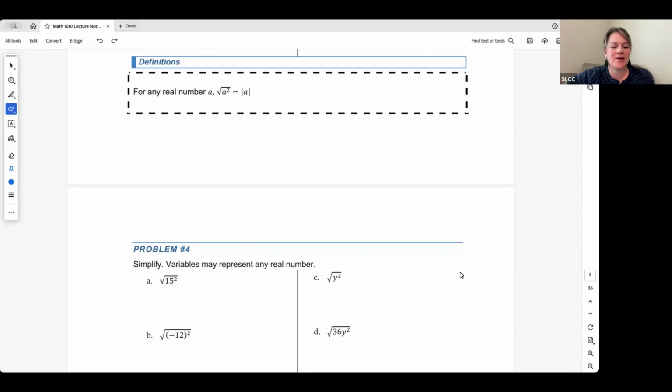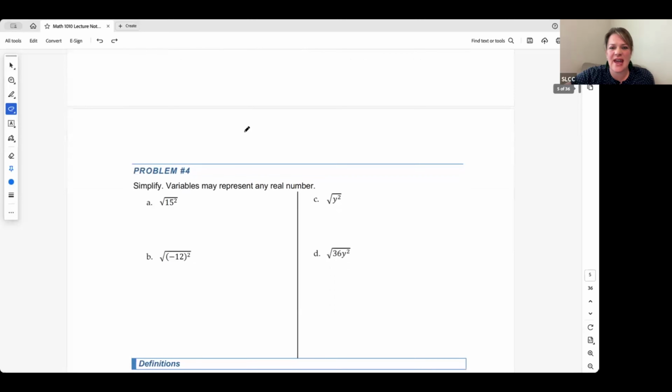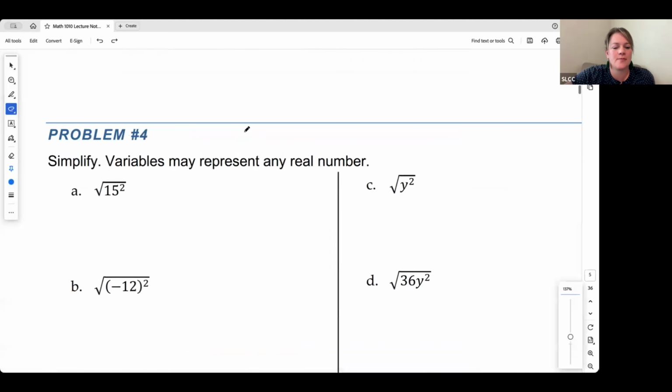The first definition we want to consider is anytime you have a real number a, then the square root of a squared is the absolute value of a. So the squared and the square root undo each other and you get the absolute value of a. Let's look at that in practice, number 4.